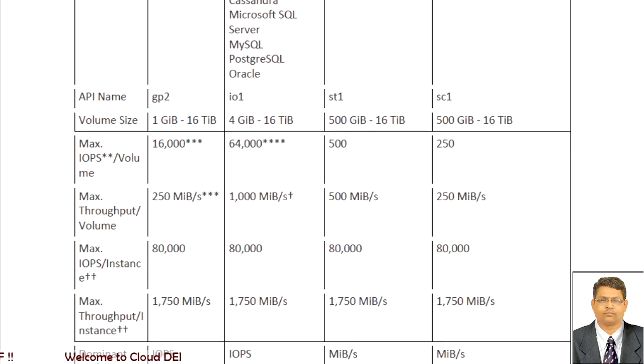16,000. 64,000. 500. 250. Max throughput/volume: 250 MiB/s, 1000 MiB/s, 500 MiB/s, 250 MiB/s. Max IOPS/instance: 80,000. Max throughput/instance: 1750 MiB/s.